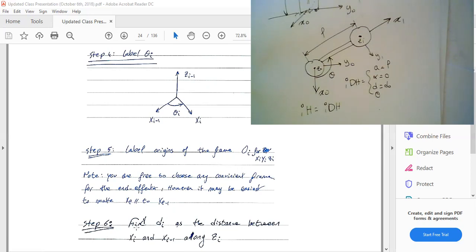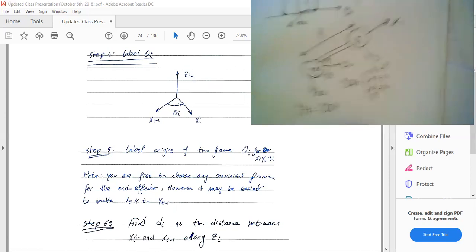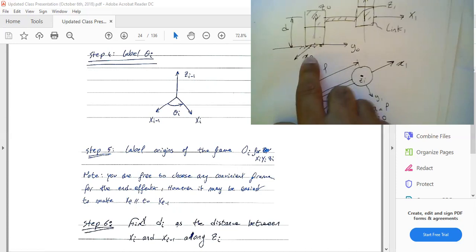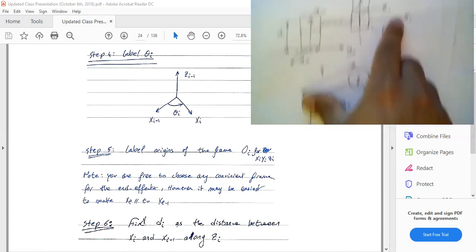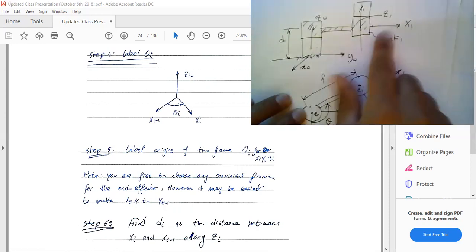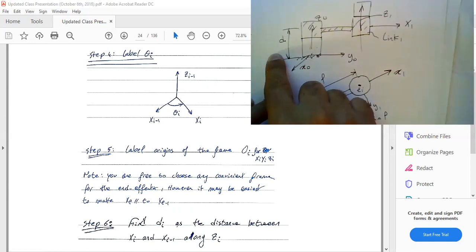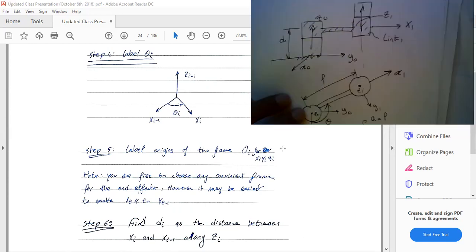And the last step is to find the D's, right? The D is the distance between the X's along the Z's. We've already explained that. So the D in this figure is the distance between X0 and X1 about Z0. Okay, so this is your D. Deal? So that's it.